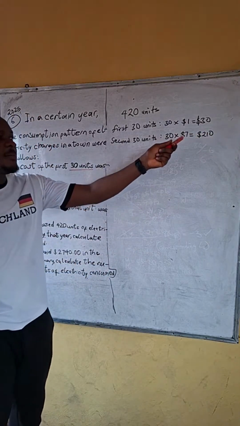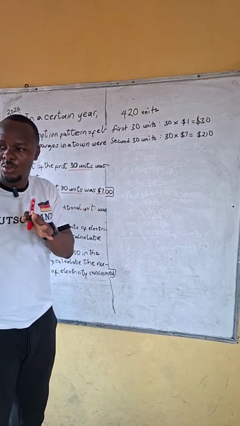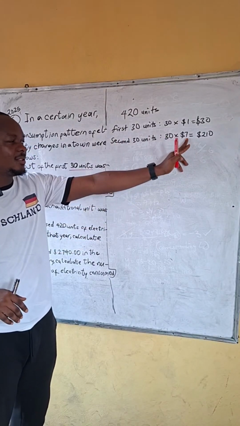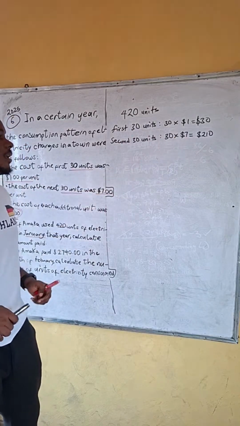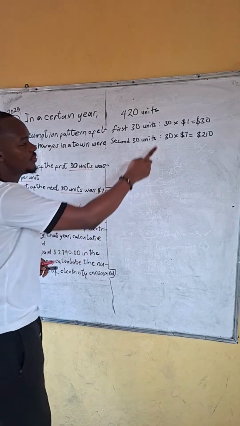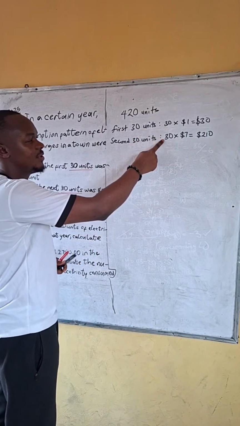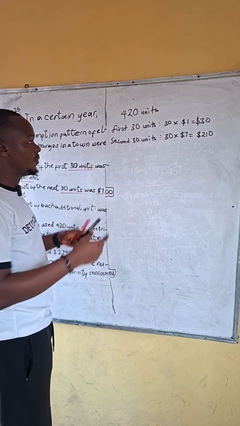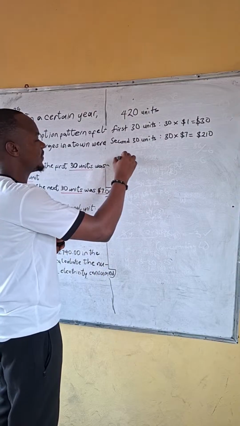So you see, it gets way more expensive the more you use up. The first 30 is very cheap. The next 30 is priced at $7. Then each additional unit you use will now be $5 per unit, right? So first of all, she has used 30 units here and another 30 units here. How many units has she used altogether? 60. We'll take away 60 from 420.